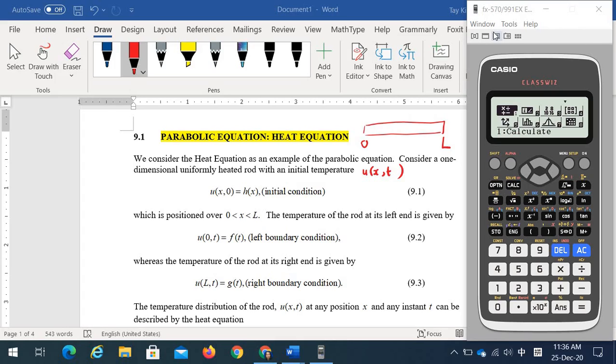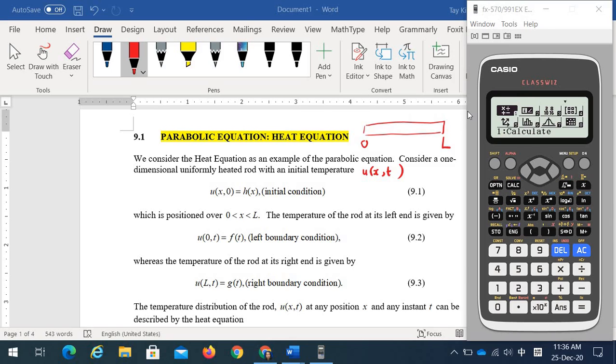Morning. Today I'm going to show how to use the Casio fx-570EX Classwiz calculator to numerically solve the heat equation, which is one type of parabolic equation.